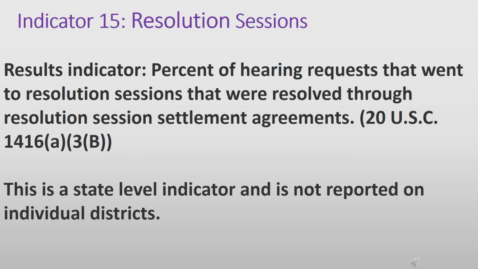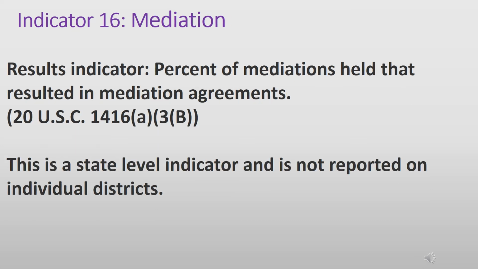Indicator 15, Resolution Sessions. Indicator 15 is a results indicator, percent of hearing requests that went to resolution sessions that were resolved through resolution session settlement agreements. This is a state-level indicator and is not reported on individual districts. Indicator 16, Mediation. Indicator 16 is a results indicator, percent of mediations held that resulted in mediation agreements. This is a state-level indicator and is not reported on individual districts.